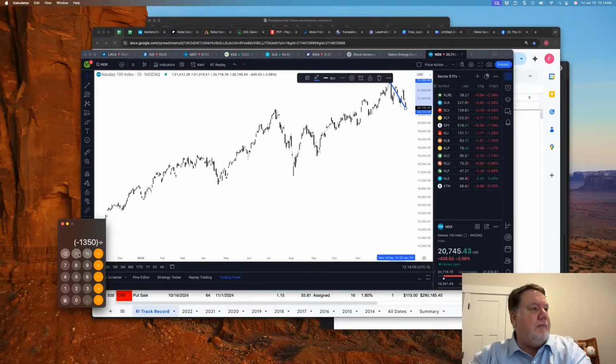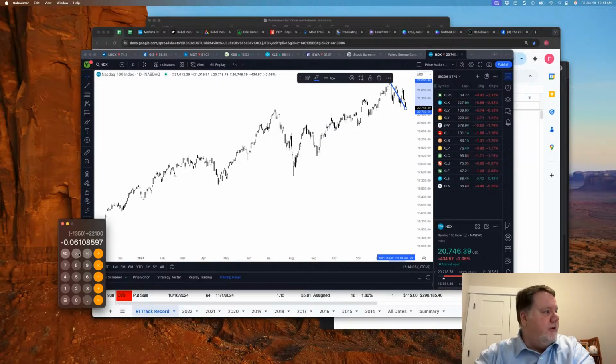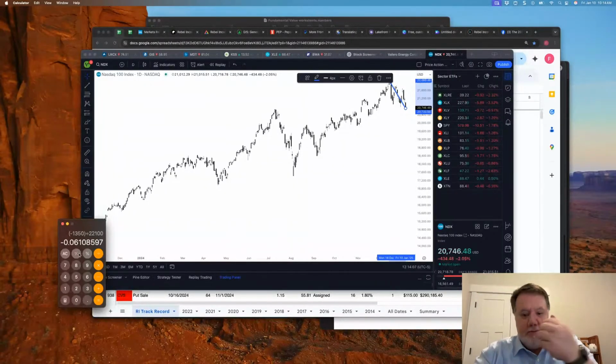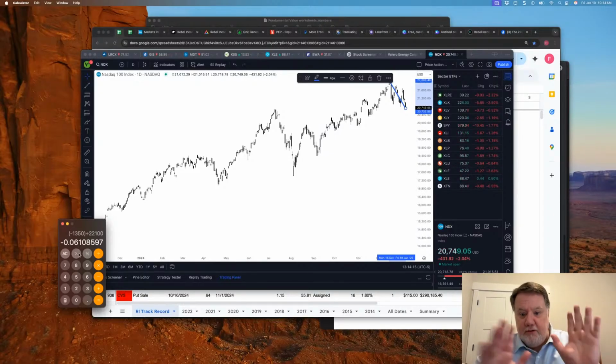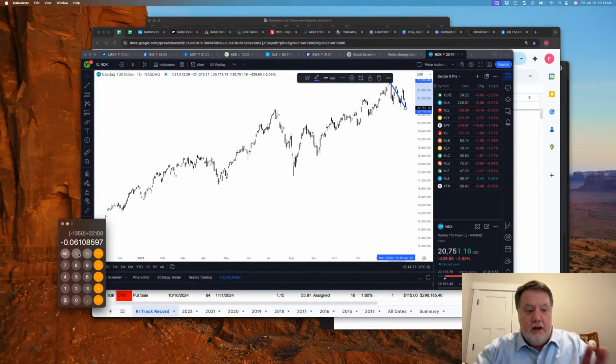Okay, so about a 1,350 point slide so far in the NASDAQ. Let's divide that by 22,100, and we're down a little over 6%. This is for the NASDAQ. This is just still pullback territory. This is not even actually a technical correction yet.